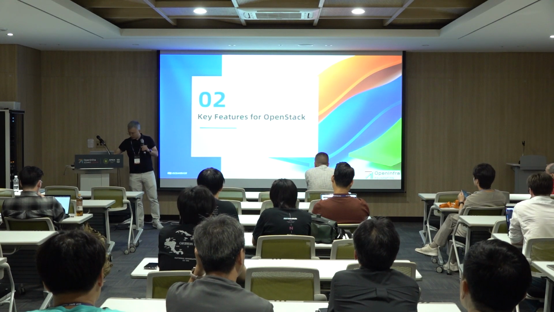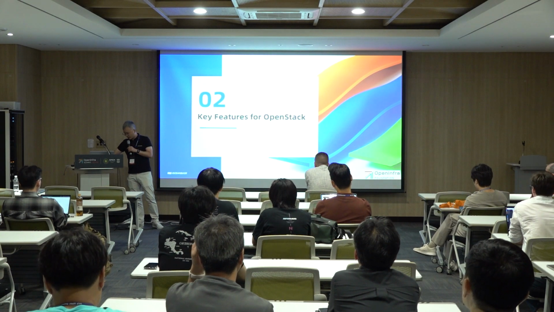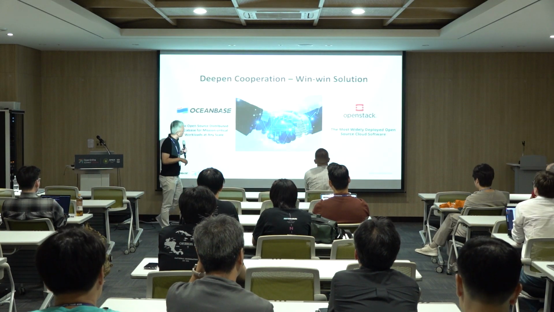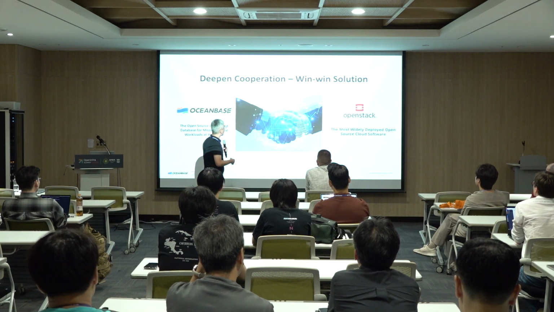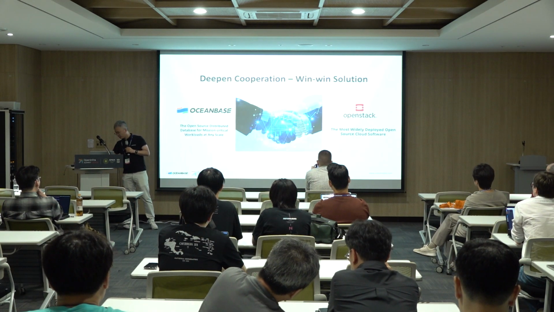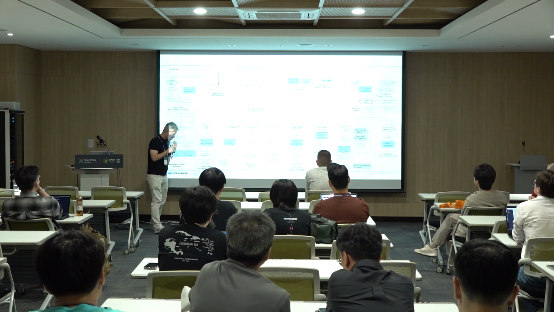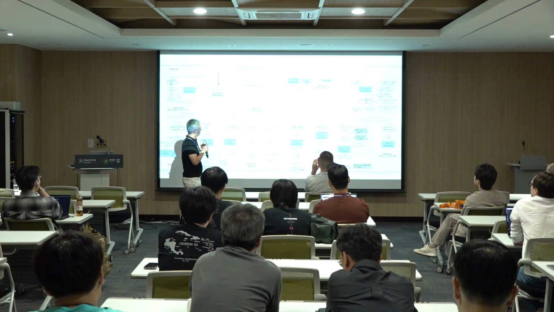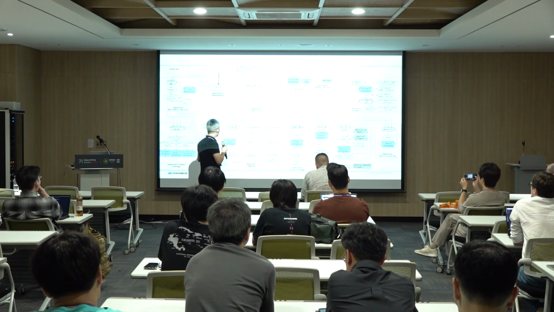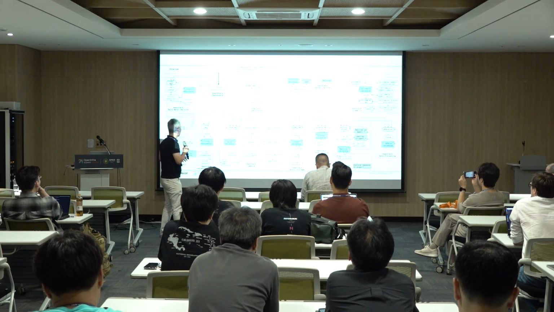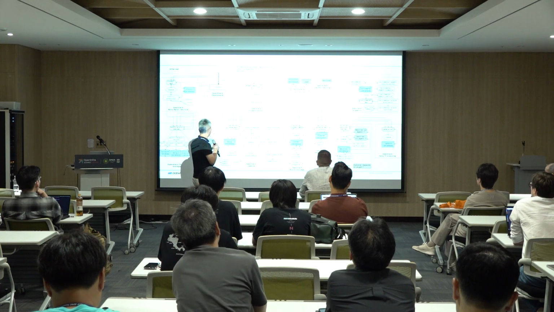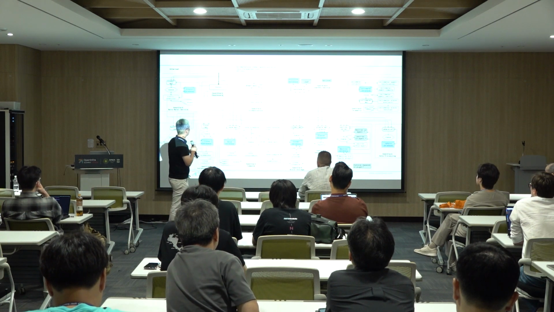The second part is about what OceanBase can do for OpenStack. So we wish we can work together to provide a win-win solution. Here is the OpenStack architecture. We can find databases are everywhere. We can find a database almost in every module, such as Nova, Trove, Swift, and Keystone.